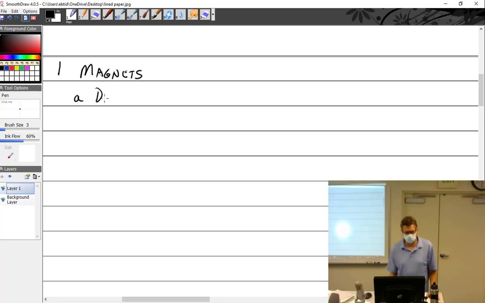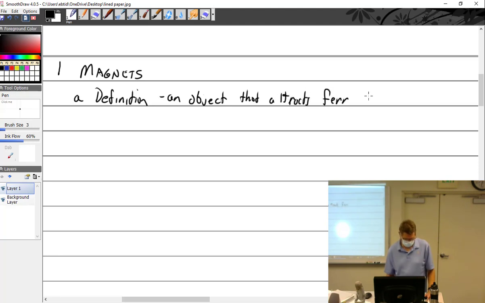So magnets, well, what's a definition? An object that attracts ferrous metals. Ferrous means it has iron in it. So if it doesn't have iron in it, it's not going to work. Can't have an aluminum magnet. Can't have a magnesium magnet. It's got to be something with iron in it.